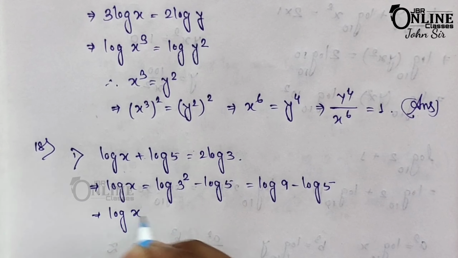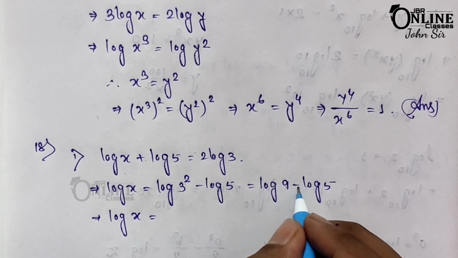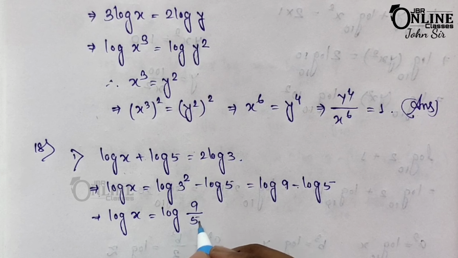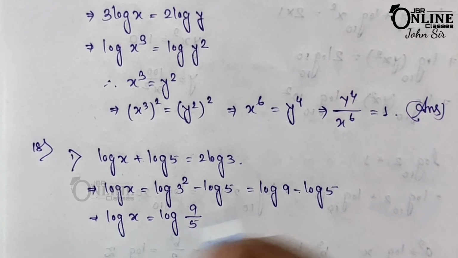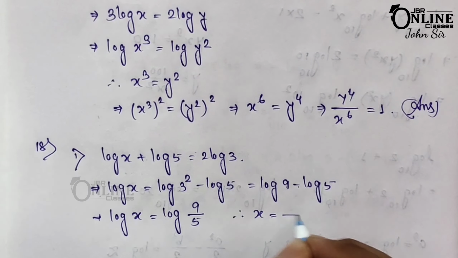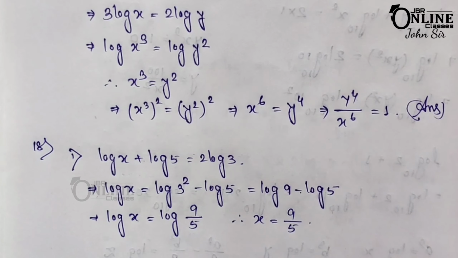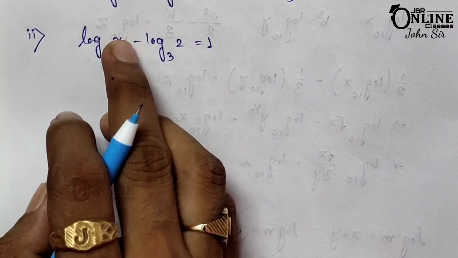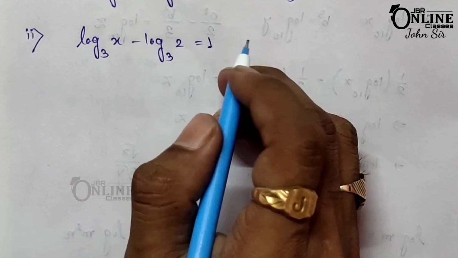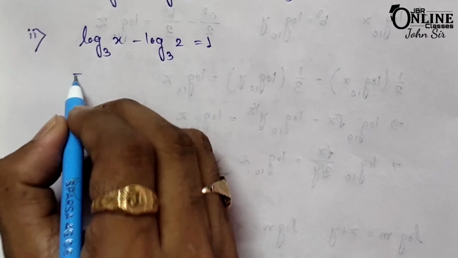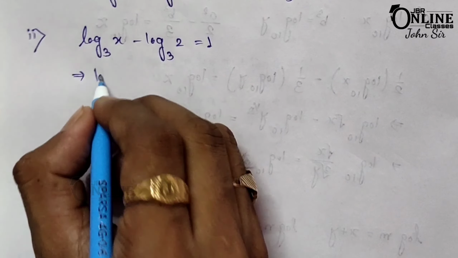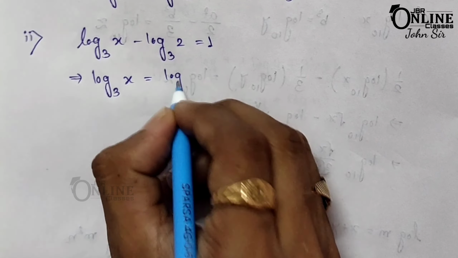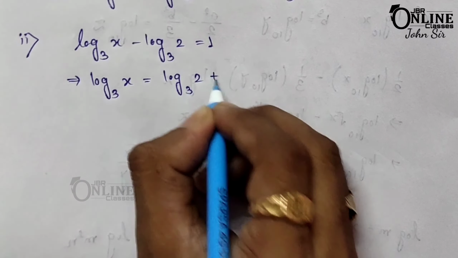So that will be log x, and here log a minus log b, the formula will be log a by b. So it means 9 by 5. So by comparing both sides, you will get x equal to 9 by 5. Sum number 18.2. Log 3x minus log 3.2, that equal to 1. So here you have to find out the value of x only. So log 3x equal to log 3.2, and here plus 1.